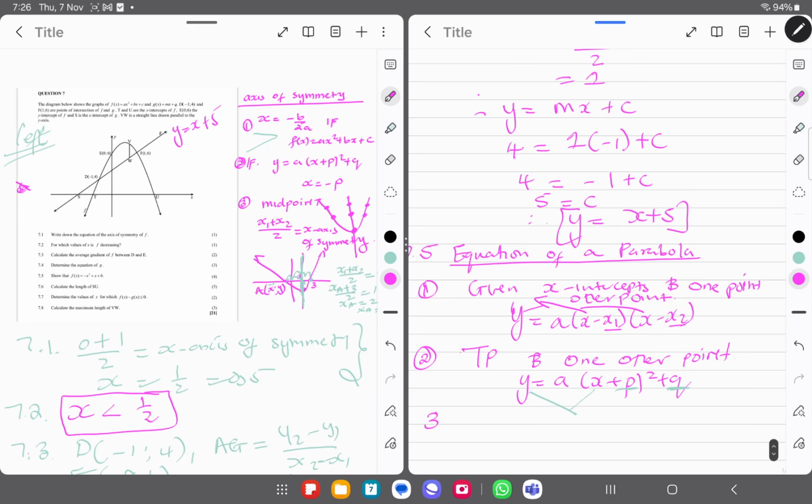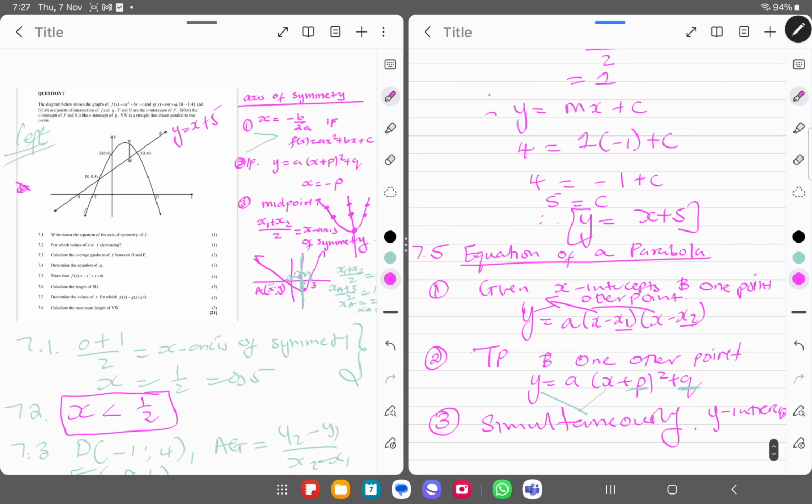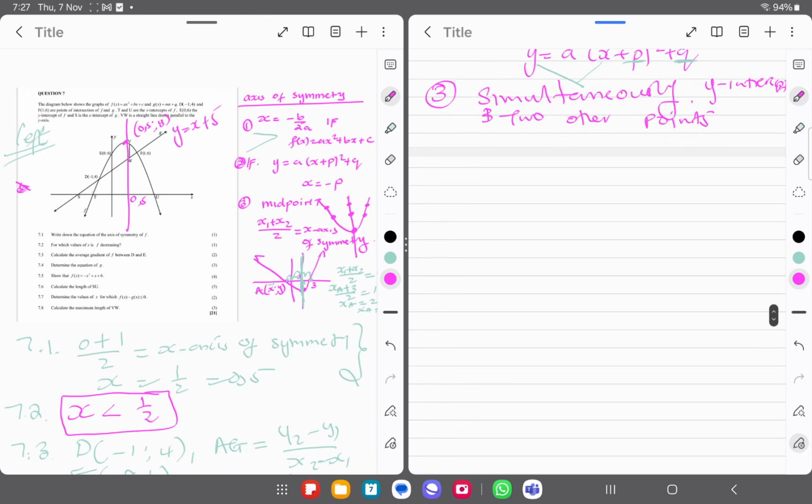Now, situation 3, we use simultaneous equations. You'll be given the y-intercept and 2 other points. So let's look at what situation we are having here. In my graph, I know the x-coordinate of my turning point, it's 0.5. So it's not situation number 2. I don't have the x-intercepts. It's not situation number 1. So I can try situation number 3. Are we clear? Simultaneous, y-intercept and the other points. So I am given the y-intercept and 2 other points.